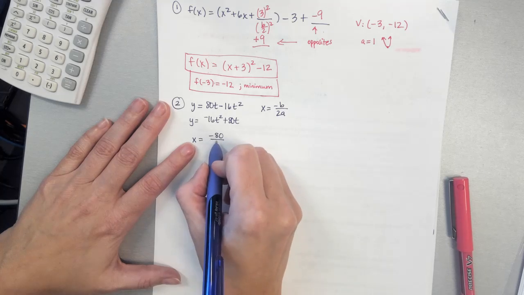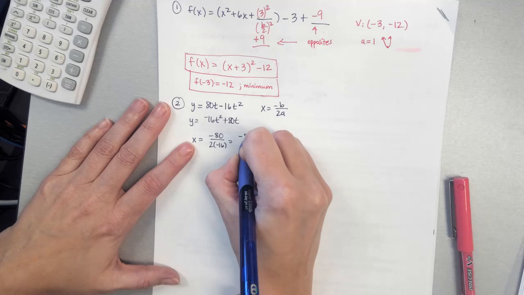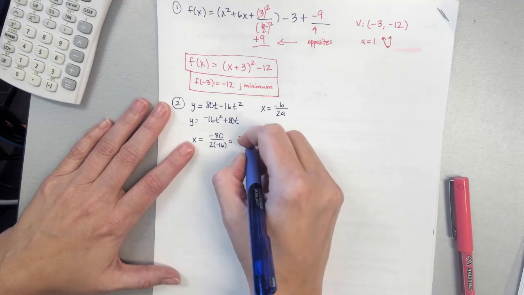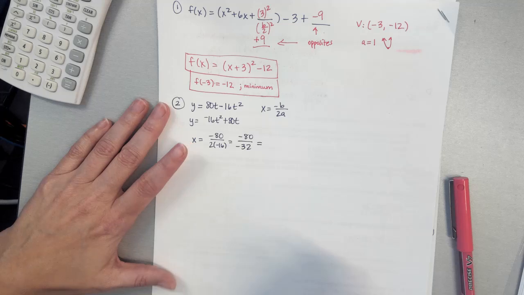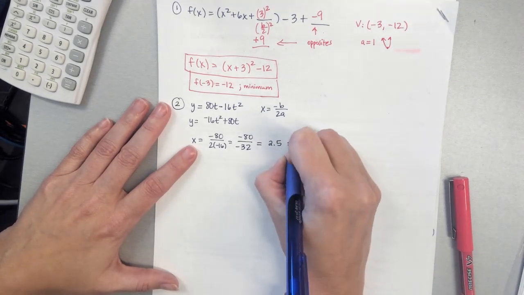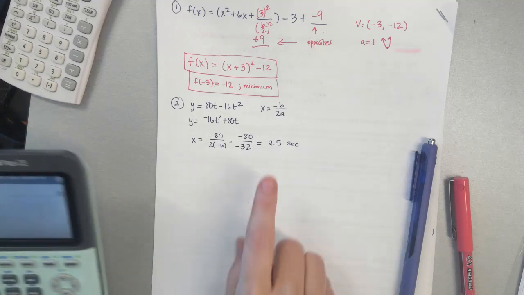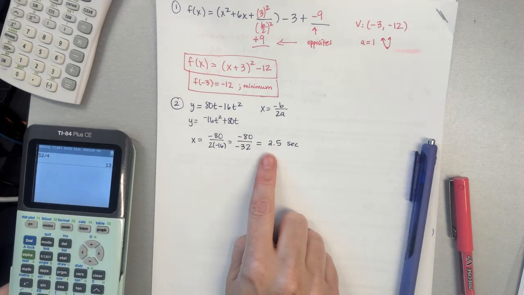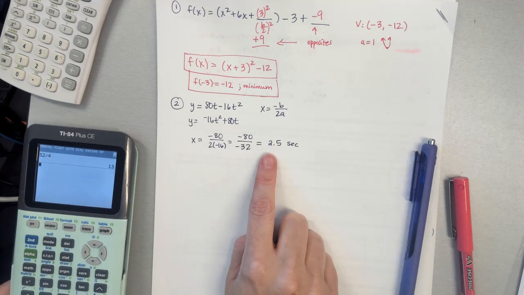So if you have the opposite of b over 2a, you have -80 over -32. Okay, and then you can just divide that. You're going to get 2.5 seconds. Yes, you can use your calculator for that. And I actually think it's quicker to do this and then plug it in with your calculator.